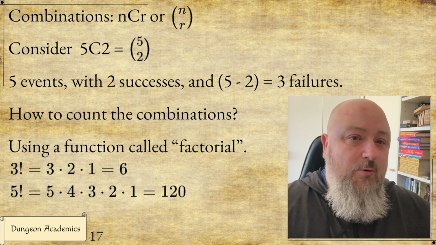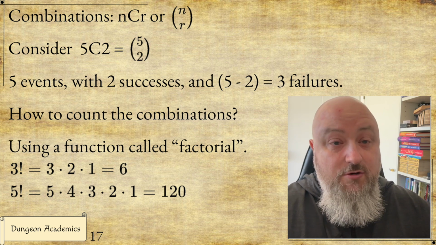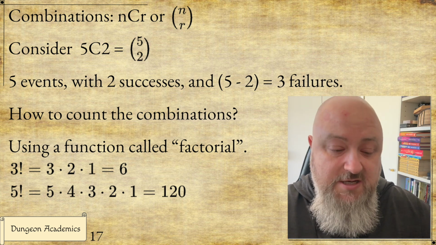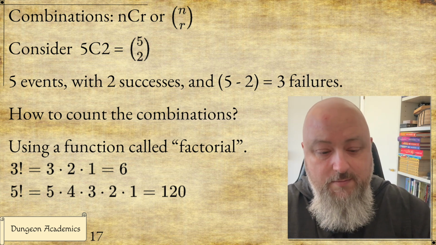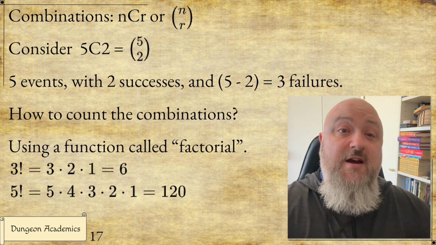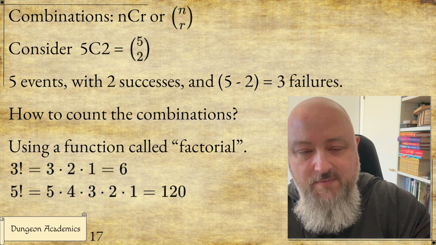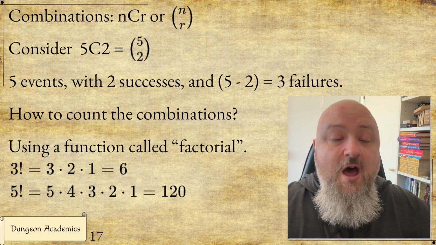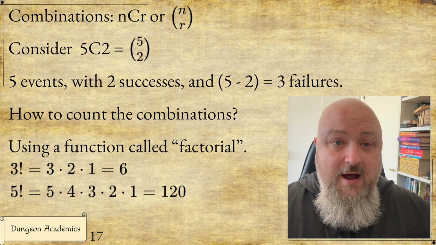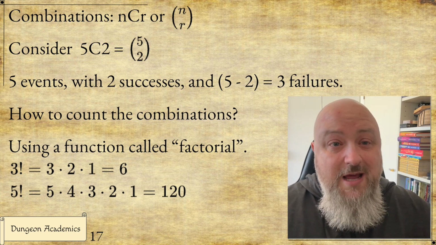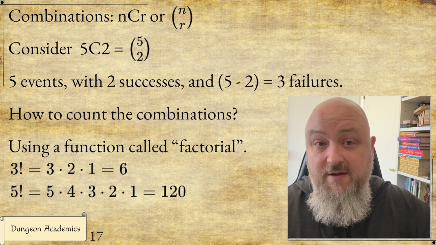And the way factorial works is you multiply the number by every natural number smaller than it all the way to 1. So 3 factorial is 3 times 2 times 1, which is 6. 5 factorial is 5 times 4 times 3 times 2 times 1, which is 120. You'll notice that these numbers get very big very quickly. There's a very reasonable chance that your calculator cannot calculate 100 factorial because the number is too big for it.